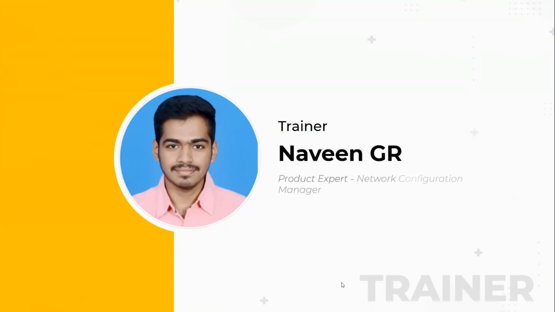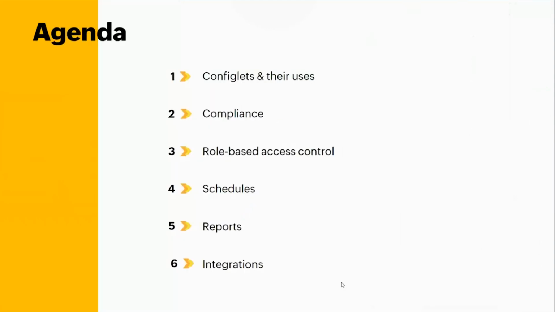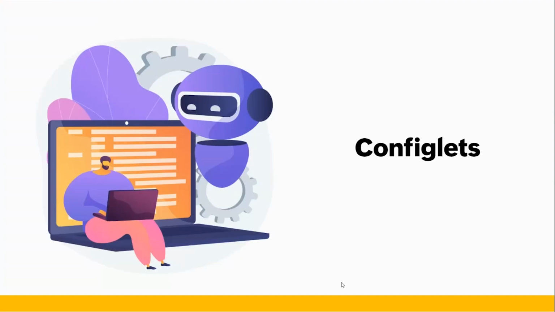So before we start with this training session, let me give you an overview about the topics which we are going to discuss today. So first, we'll be discussing the configlets feature in NCM and their uses. Followed by that, we'll be discussing the compliance feature. And then we'll be discussing role-based access control, followed by a schedule feature, and at last we'll be discussing the reports and the various integrations which are supported in Network Configuration Manager too. So let's start with our first topic of today's session, which is configlets.